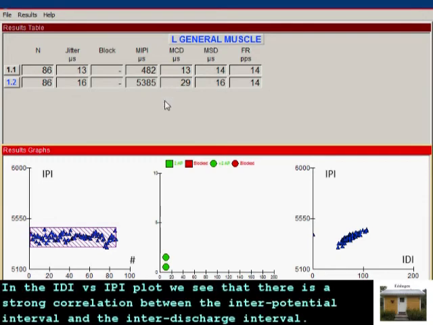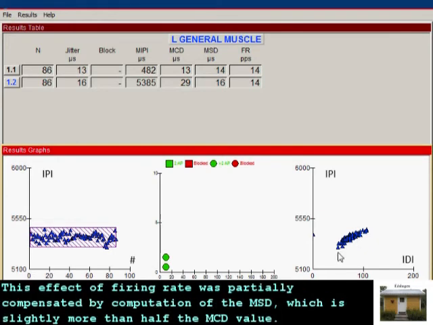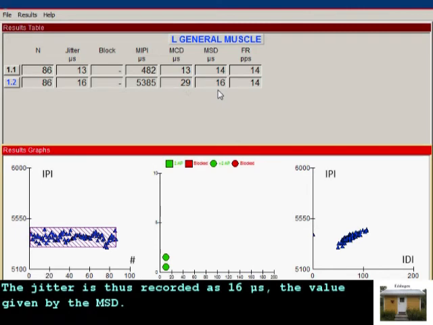In the IDI-IPI plot, we see that there is a strong correlation between the interpotential interval and the interdischarge interval. The velocity recovery function gave shorter interpotential intervals when the interdischarge interval was small. This effective firing rate was partially compensated by computation of the MSD, which is slightly more than half the MCD value. The jitter is thus recorded as 16 microseconds, the value given by the MSD.